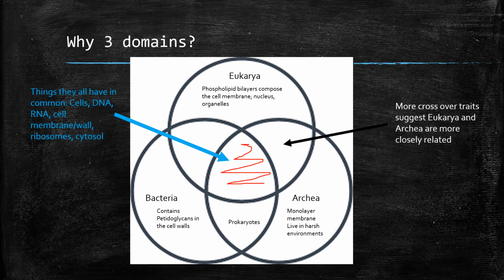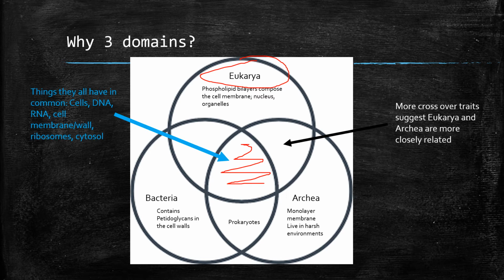When we start looking at the differences between them, let's start with our Eukarya right here. Eukarya have a phospholipid bilayer that makes up their cell membrane. They have a nucleus and they have what are called organelles. We'll go into detail about what organelles are, but things that you're familiar with, mitochondria, chloroplasts, that sort of thing.